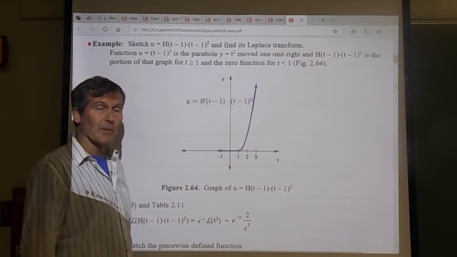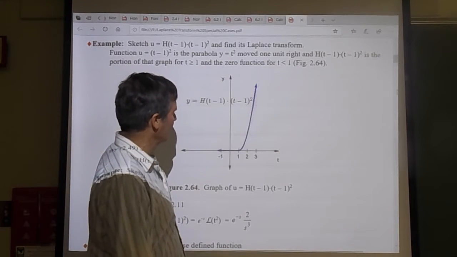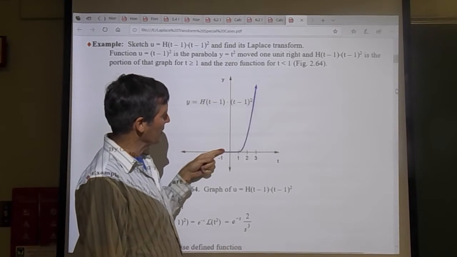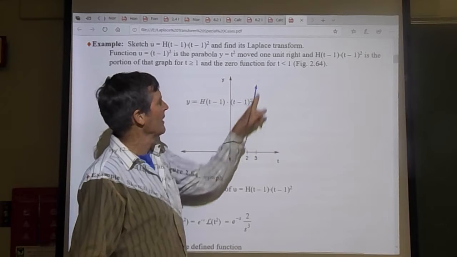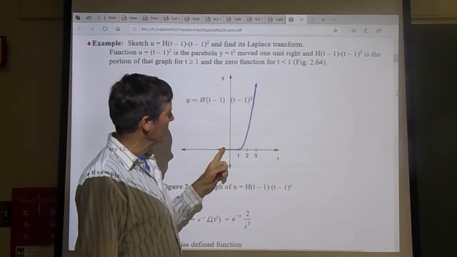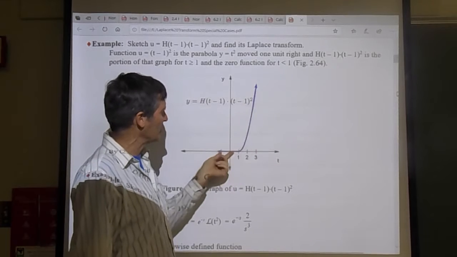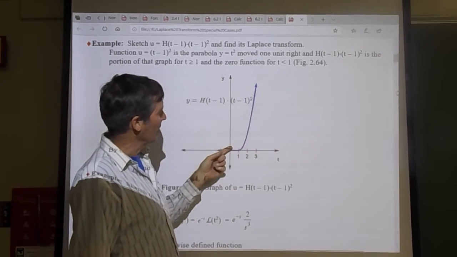Here's the kind of thing you might use this for in practice. You have some circuit or whatever, and initially you're putting 0 voltage in here until time t equals 1. Now you put a parabolic increase, and it looks like that. What is the equation for this function? This is just the baby parabola y equals t squared shifted over 1 unit. Well, we know how to sketch that.